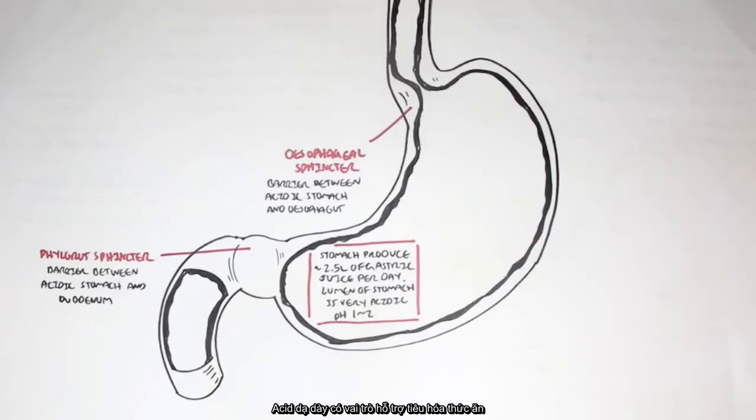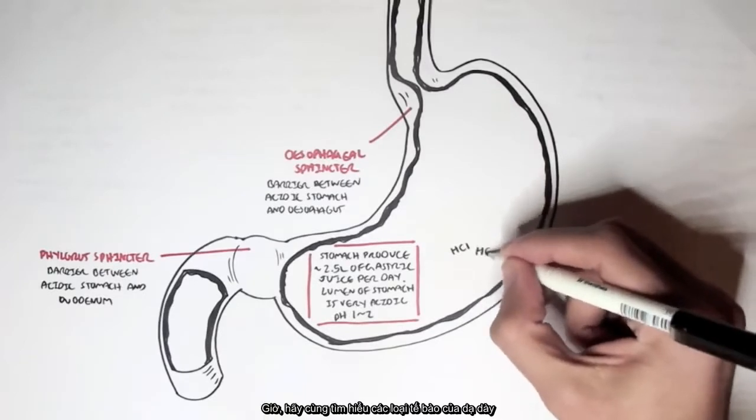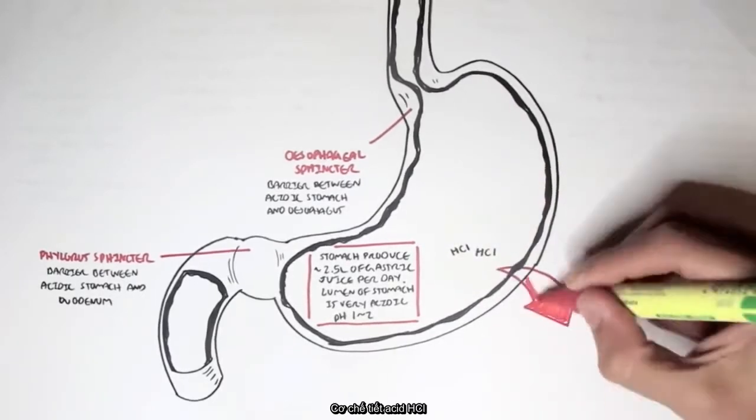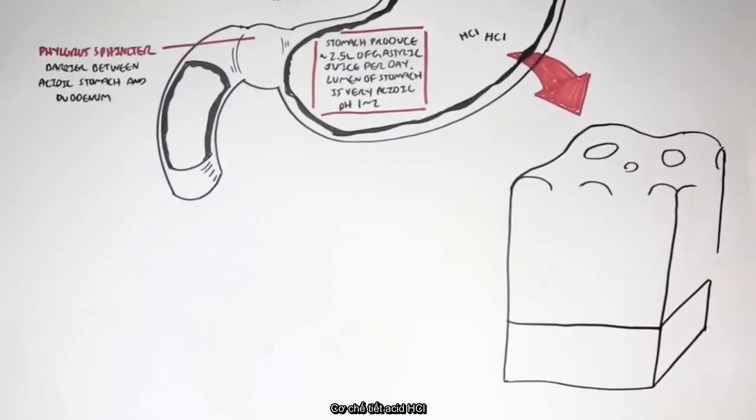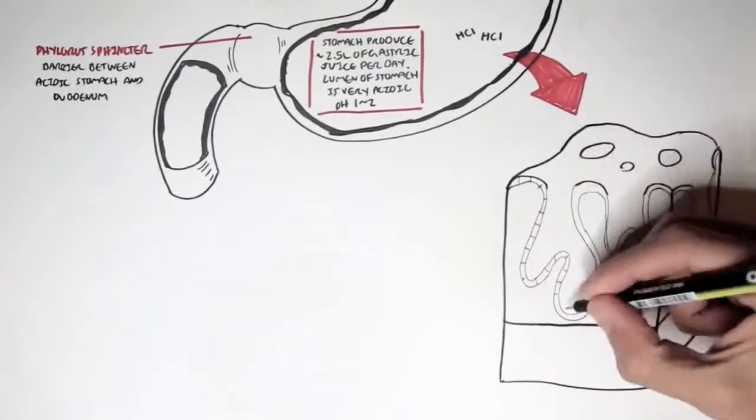Acid that is secreted by the stomach helps in food digestion. Acid in the stomach is secreted as hydrochloric acid. Let's have a look at the cells of the stomach and where hydrochloric acid comes from, and look at the overall picture of how hydrochloric acid secretion is regulated.